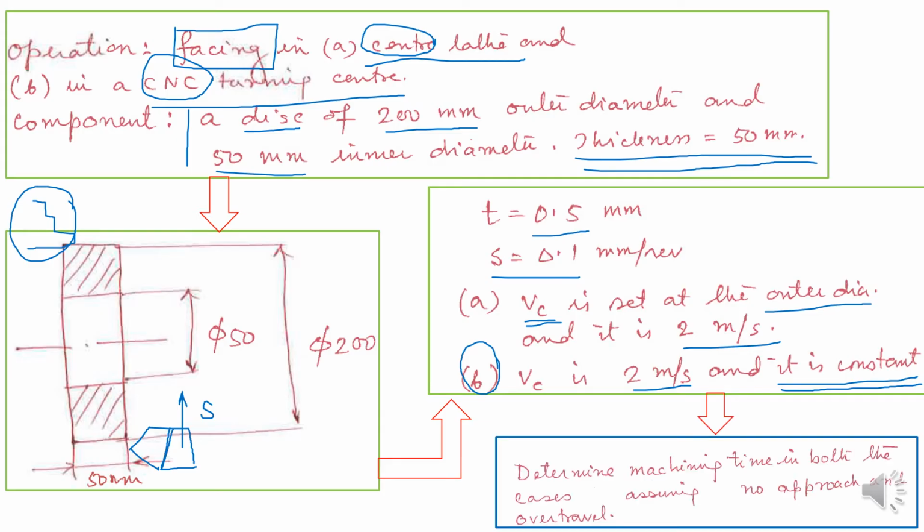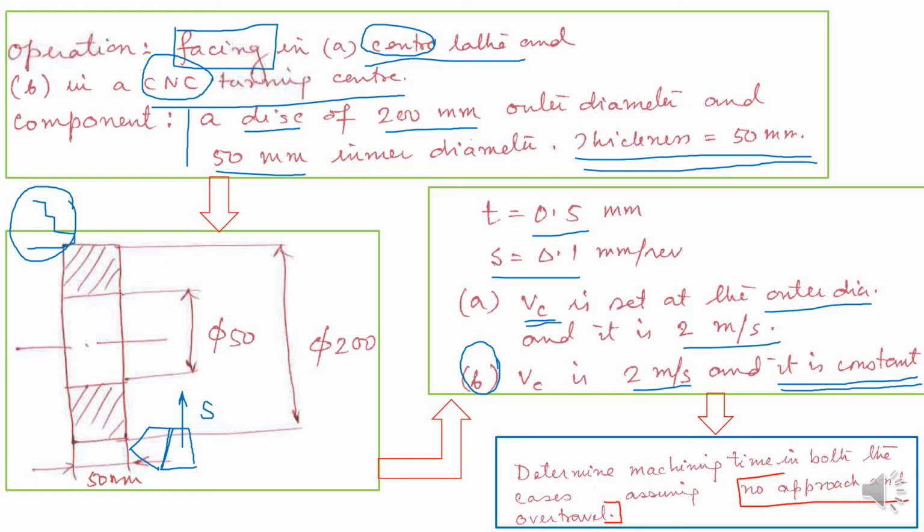What have you been asked to determine? You have been asked to determine the machining time both when you are doing the machining in a center lathe as well as in a turning center. There is an assumption. What is that assumption? This assumption has been made just to simplify calculation, no other reason. There is no approach or over travel. So, approach and over travel have been neglected. If you want, you can modify the problem, set it yourself with 5 millimeter of approach and over travel and solve it once again. That would be a good exercise.